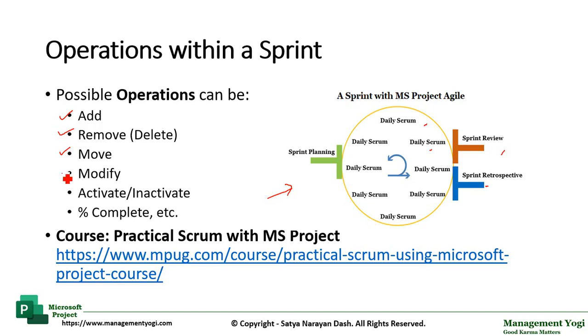Modify, that is another operation which is also possible. Modify in the sense that you can change the resources, the start date, the end date, the duration of that particular item. Activation and inactivation of the tasks are also possible within the sprint. You can also perform operations such as percentage complete. In fact, all these operations are possible using MS Project Agile software.